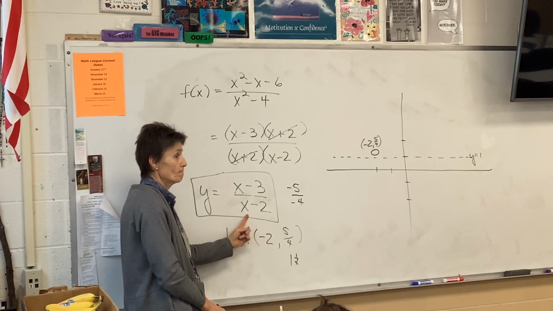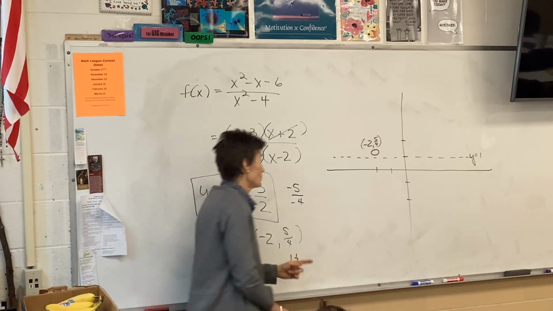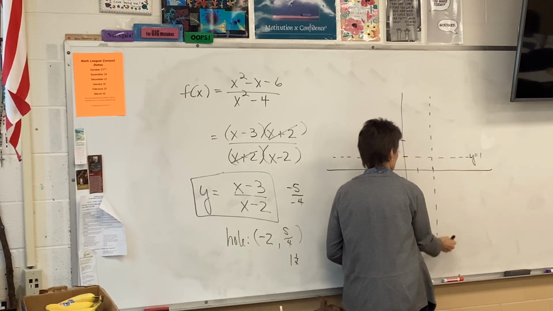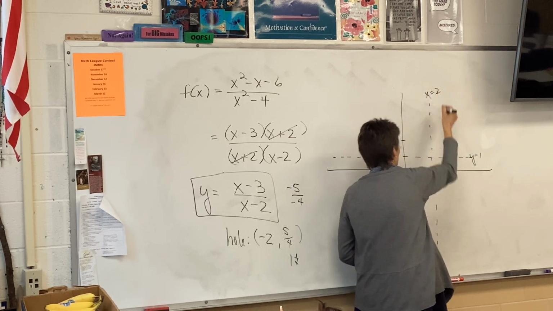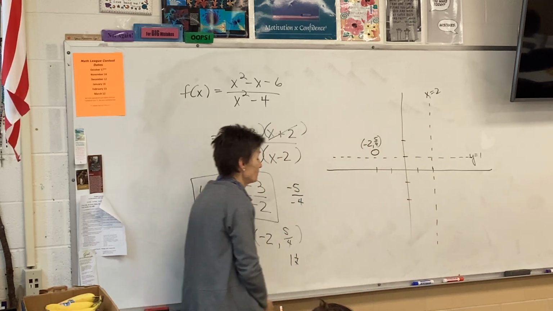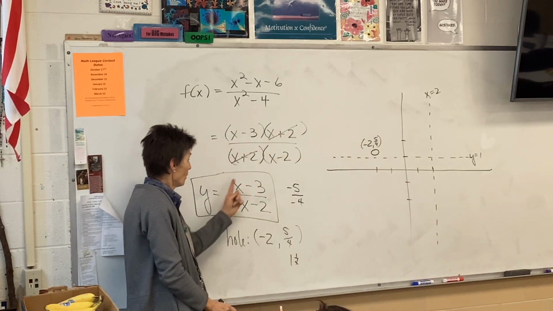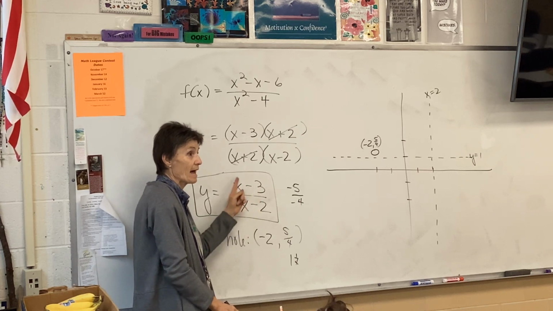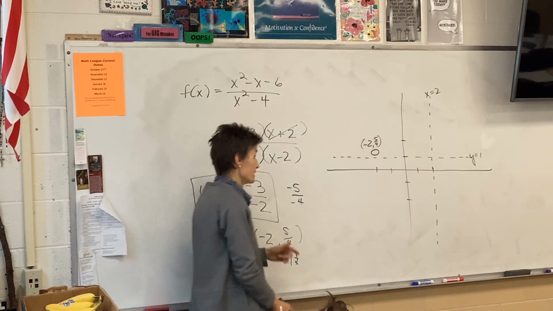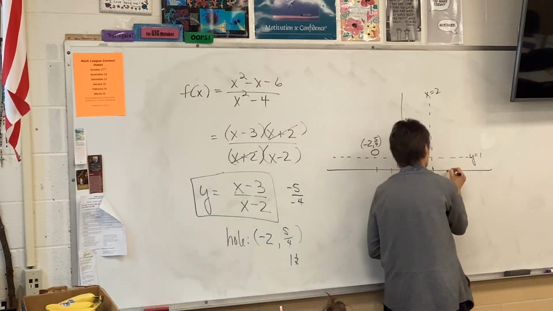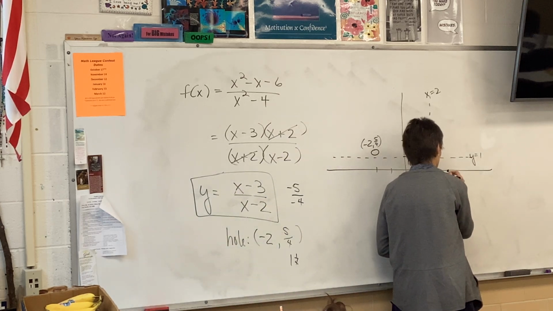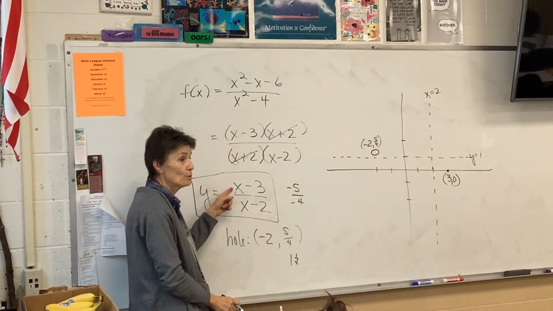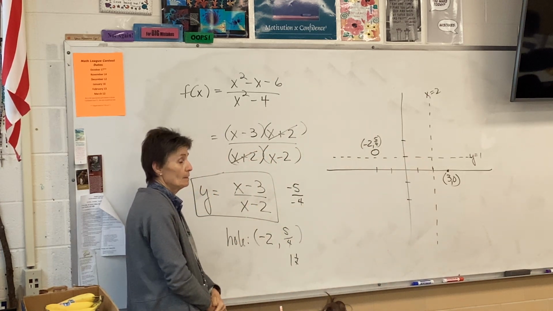Here's my vertical. X equals 2. Look, it crosses the x-axis, x equals 2. That's my vertical, and it comes from the denominator. What do I get out of the numerator? Something's 3, right? That's the x-intercept, 3. 3 times 0 comes straight from the numerator. 3 over 2 is y.